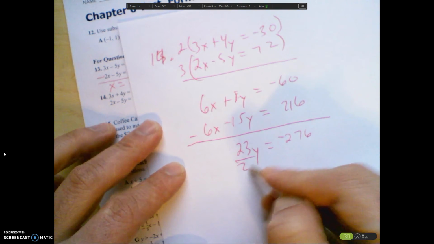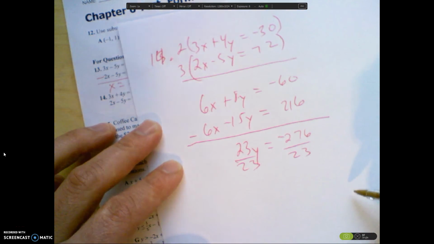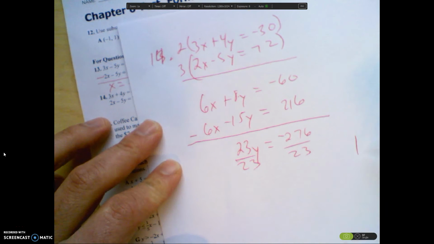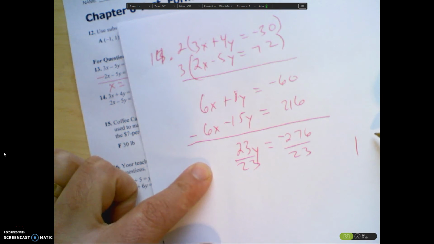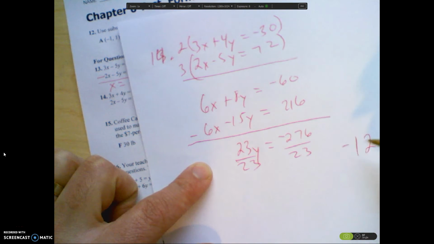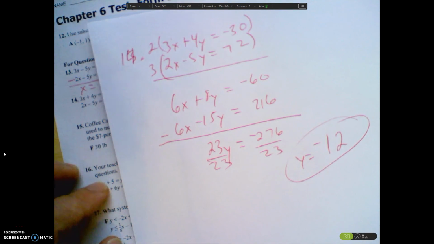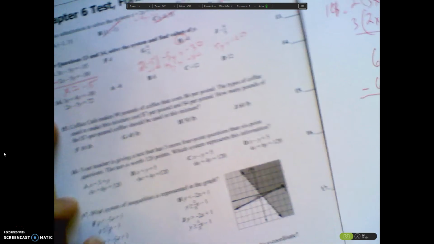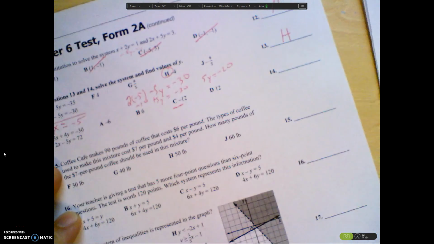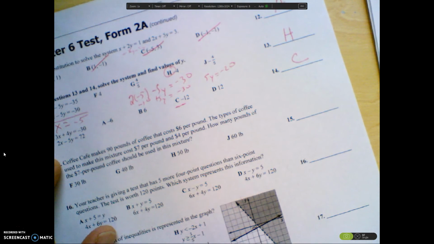Now we need to divide both sides by 23. And let's see here. 23 goes into 27 once with a remainder of 4. And we bring down the 6, so 23 goes into 46 twice. So I'm going to say that y equals negative 12. Let's take a look and see if that's a choice. It is a choice. It is C. And remember, we needed to find the y for that one, and we found it right away.